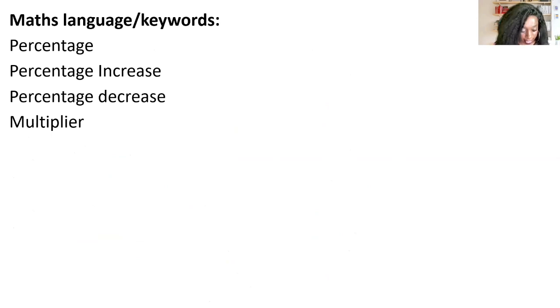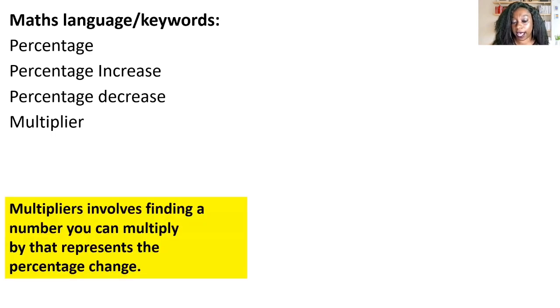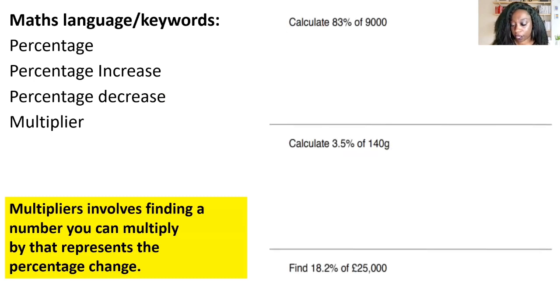And then the next bit here is what we really have for today, which is reverse percentages. And for this percentage, we are going to be talking about percentage increase and decrease, and we'll tell you what multipliers are. When we want to use the multipliers, I'll tell you how to use them. But right now, let's calculate 83% of 9,000. That is just finding percentages.